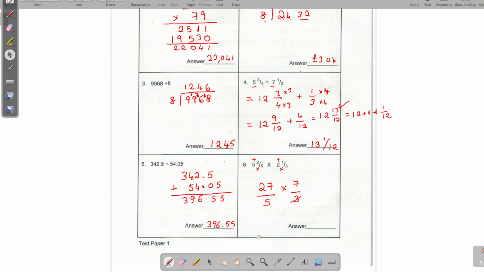Can we cancel this one and this one? That's 9 times. That's 1 times. 9 times 7 is 63. 5 times 1 is 5. How many 5s in 63? 12 and remainder 3. So 3 over 5 is the fraction.